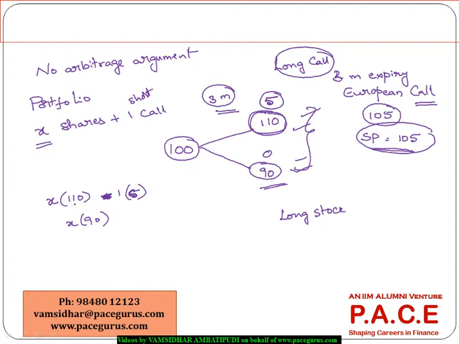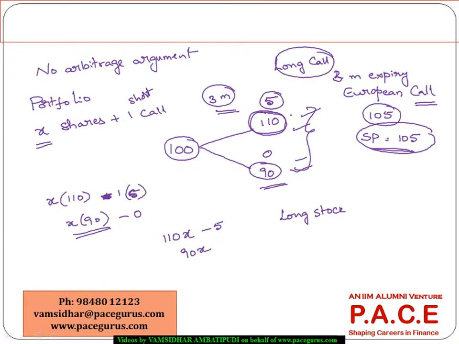So I'm going to have a loss of 5, because the buyer is going to exercise the option. Whereas when the stock price goes to 90, my position value is 90X and the option will not be exercised, so there is no loss to me from the option. So if the stock price touches 110, my position is going to be 110X minus 5 if I am holding X shares. And if the stock price touches 90, my position value is going to be 90X.